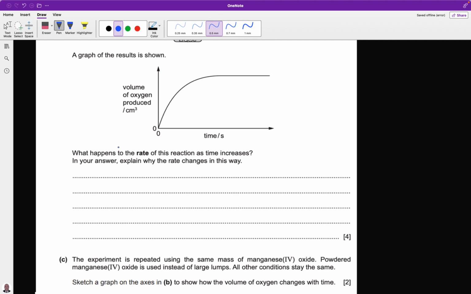Then we give our reason. Reaction rate decreases as time increases.